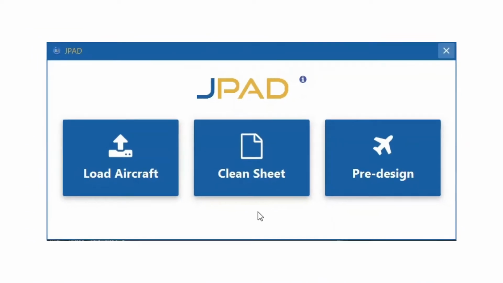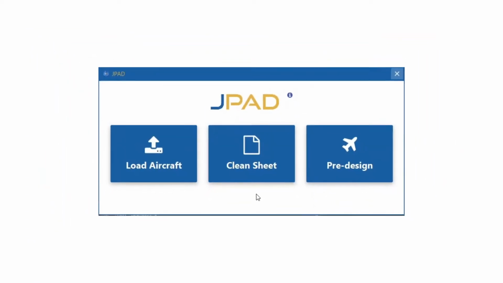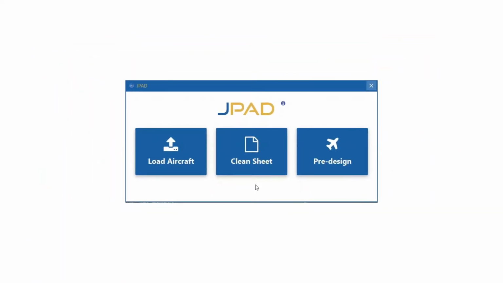In this video, we are going to see how to start a new modeling session inside JPAD Modeller. As shown in other videos, you can start a session by running the pre-designed module. But you have two additional ways to start working at your own design. You can load an aircraft from a pre-existing model. Or you can start from scratch, using the Clean Sheet button. Both approaches will lead you to the same user interface. In this tutorial series, we will start our demos from a pre-existing aircraft.